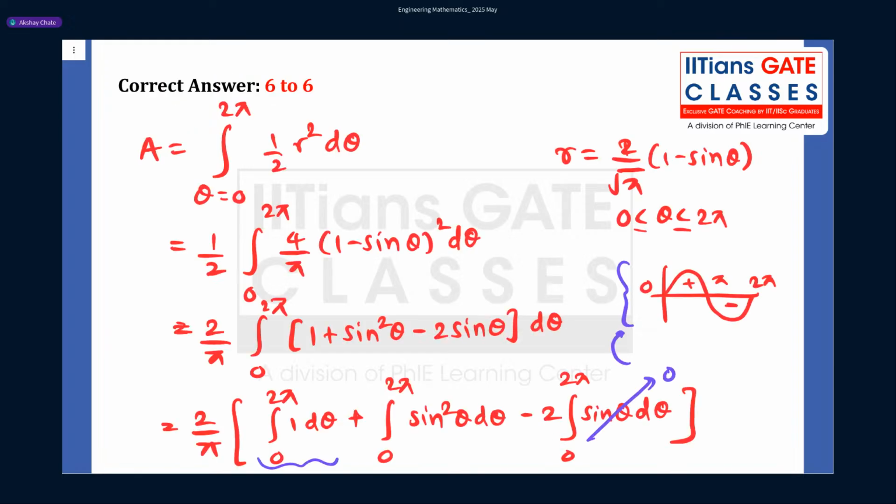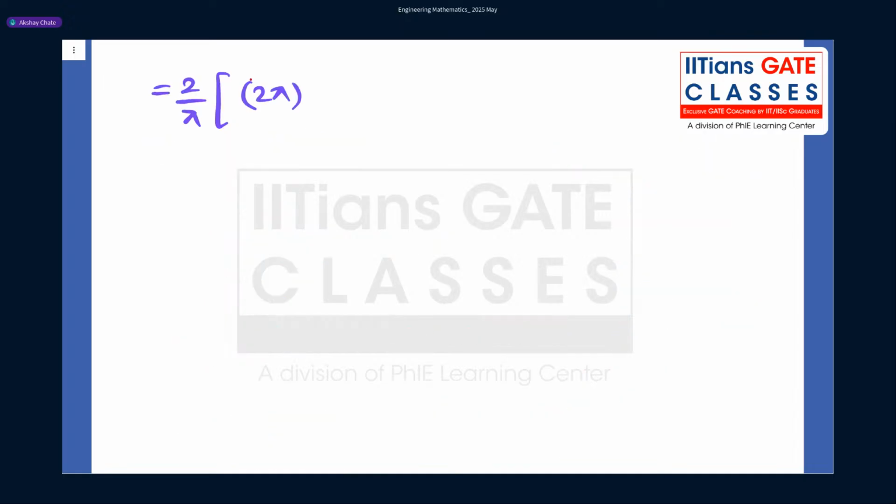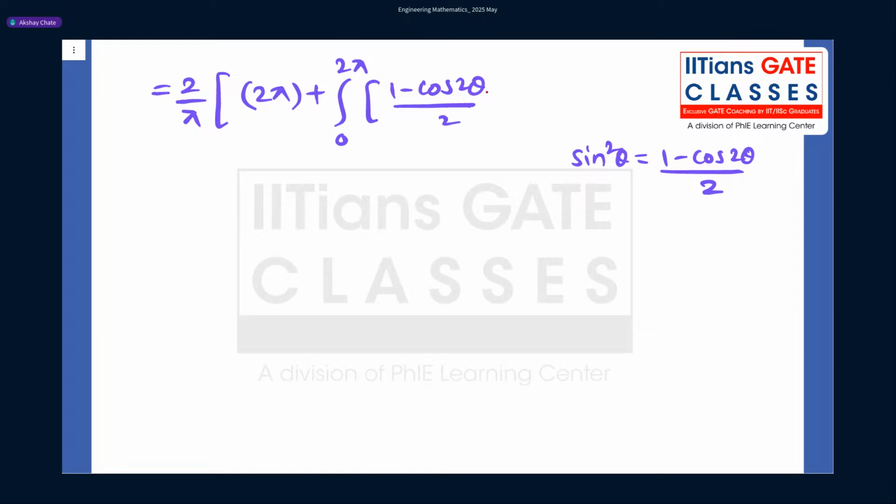And now this one, sine square theta. You should write sine square theta as a function of cos, right? So we know that sine square theta is 1 minus cos 2 theta by 2, right? So you have to use that formula for the second integral, which is going from 0 to 2 pi, 1 minus cos 2 theta by 2 d theta.